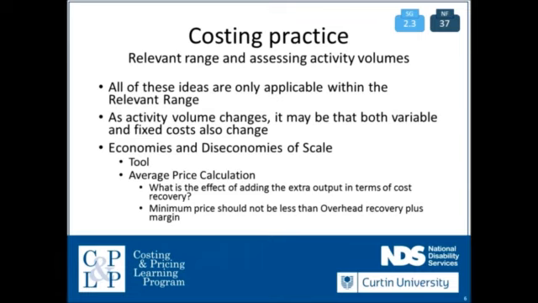Remembering that changes in activity volumes also mean that there will likely be changes in economies and diseconomies of scale. So tools are important to be able to forecast these particular elements. The final piece on the relevant range is that you ultimately will be trying to calculate an average price for each UOM, unit of measurement or activity that you undertake. You need to think about what the effect of adding the extra output is in terms of cost recovery, or what the minimum price should be, so that you're recovering your overheads plus your margins.